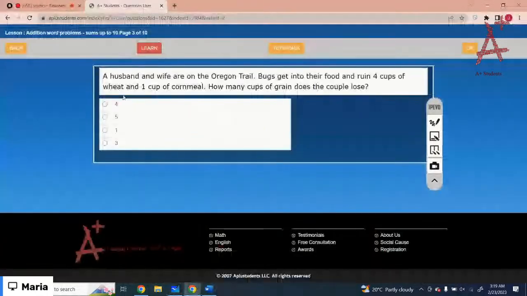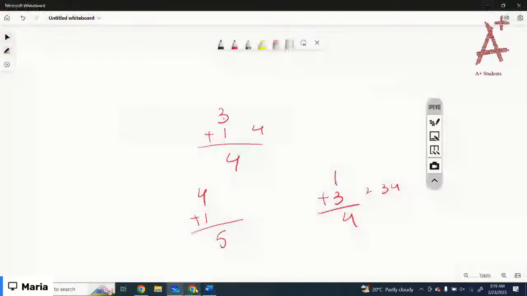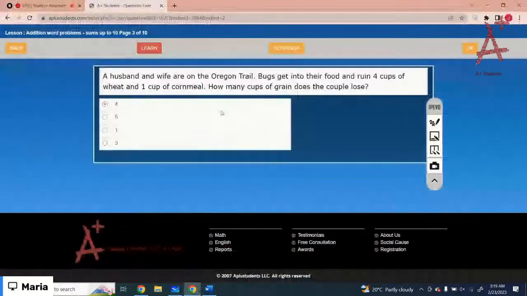The correct option is 4. They lose 4 cups of the, no, you have to add 4 plus 1. So 4 plus 1 makes 5. Yes, so the total food they lost is 5 cups.